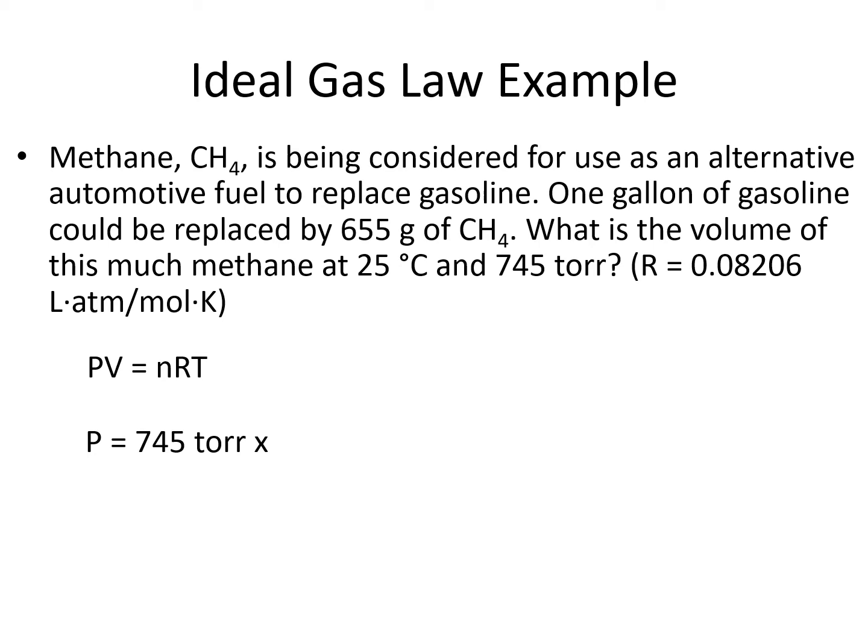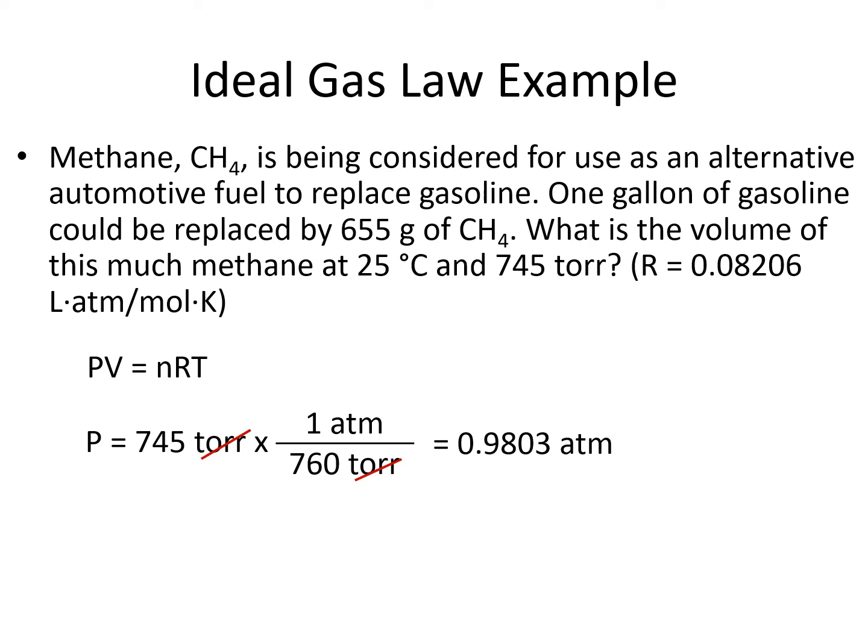We use the relationship that 1 atmosphere is equal to 760 torr. As I mentioned earlier in the chapter, this is going to be a very important conversion to be able to use. Since we're starting with torr, torr goes on the bottom, and 760 is along with it. We do 745 divided by 760, which gives us 0.9803 atmospheres. Now we have our pressure in a unit that matches up with our R units.